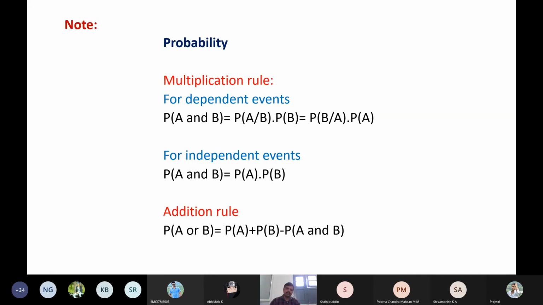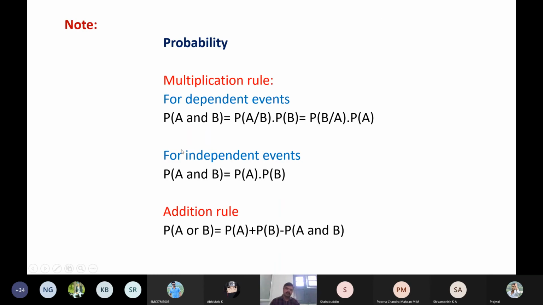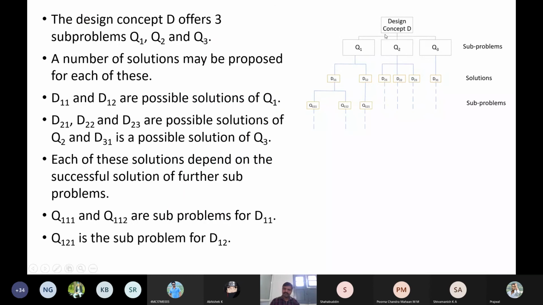Suppose only one needs to be solved among three, then you are going to make use of the addition rule. That means if solving any one of A or B is enough, you use the addition rule. If everything has to be solved, you use the multiplication rule. So in this case, you need to solve Q1, Q2, Q3, so here you have to apply the multiplication rule. For the solutions, you can use the addition rule, that is D11 or D12. So here it should be Q1 and Q2 and Q3.